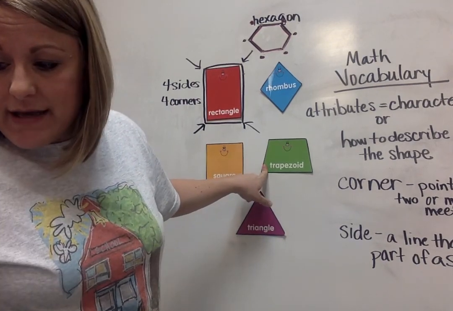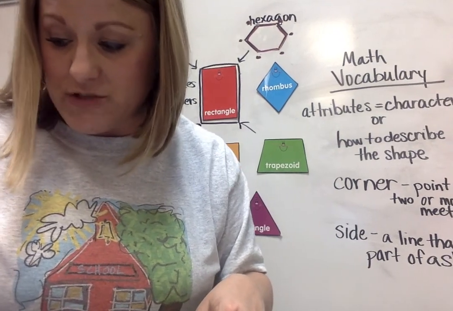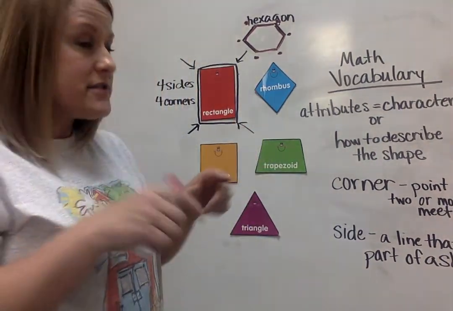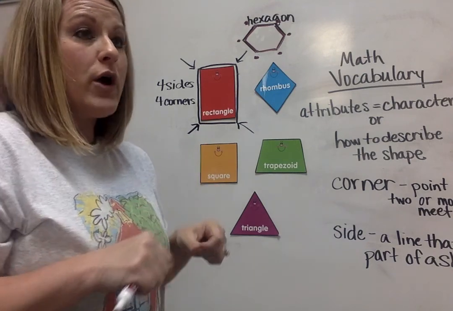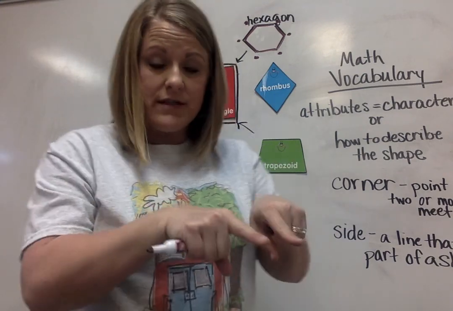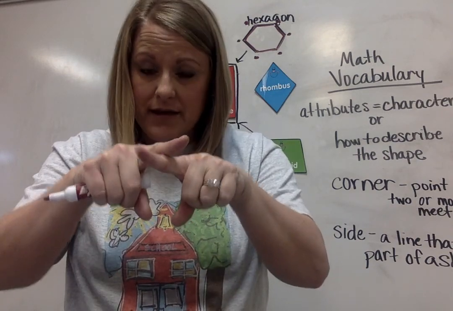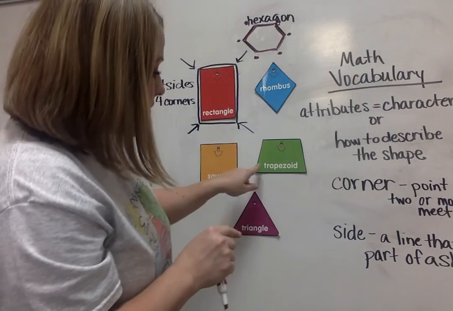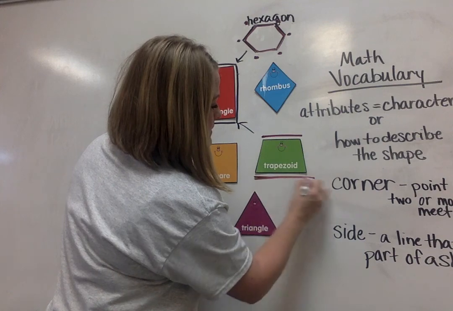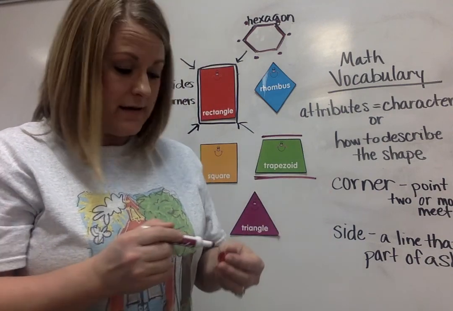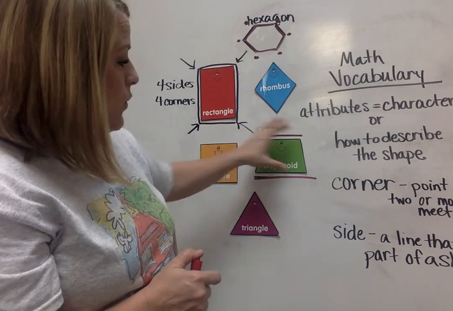Here we have a trapezoid. The definition of a trapezoid is a quadrilateral with at least one pair of parallel sides. Parallel sides means they run together. Think about railroad tracks, train tracks. The train tracks run together, right? They don't cross up like this. They run together. So, on this trapezoid, this side and this side are parallel sides. It also has 4 sides and it has 4 corners.